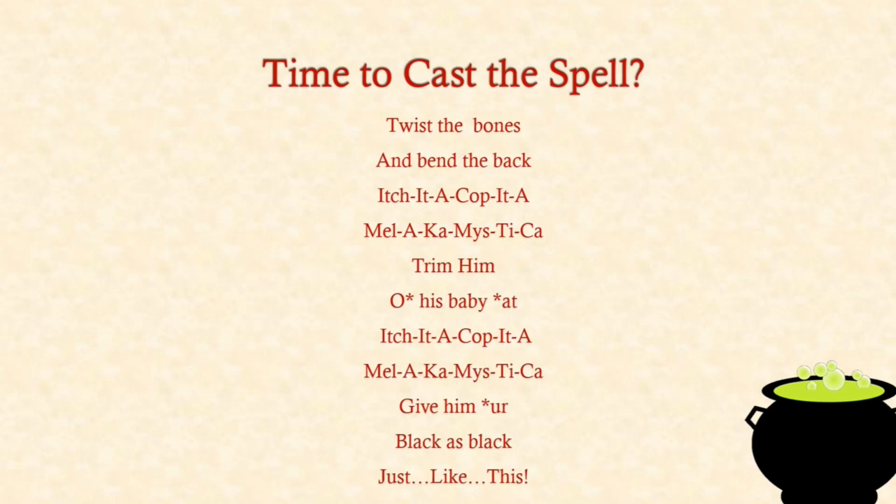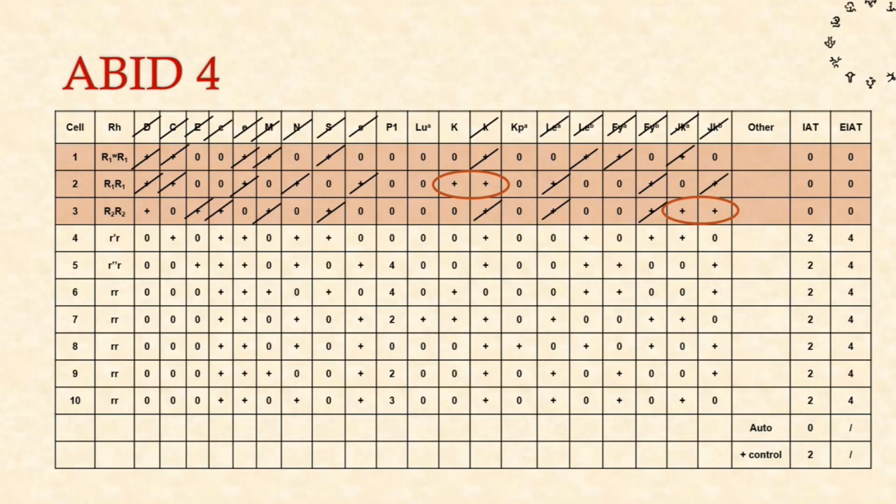So, is it time to cast a spell? Well, the cauldron isn't bubbling. If you're going through, we're nearly there, but there are just still a couple of little things missing. You might have guessed what it is, but I'm not going to tell you until you've done your antibody ID. So this is our antibody ID, and we are approaching our final letter now.